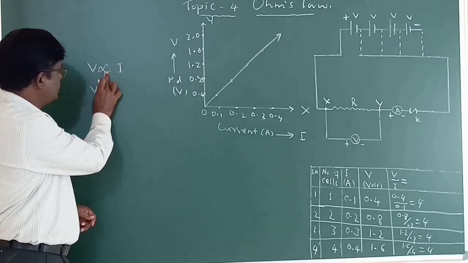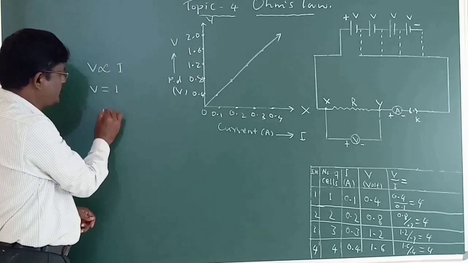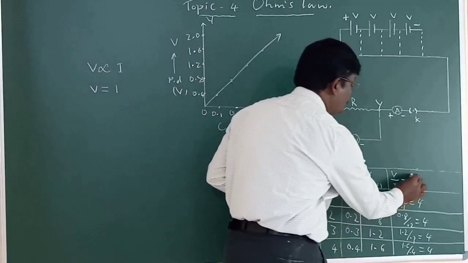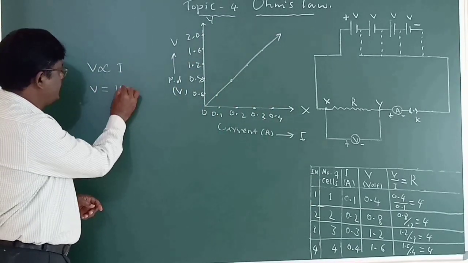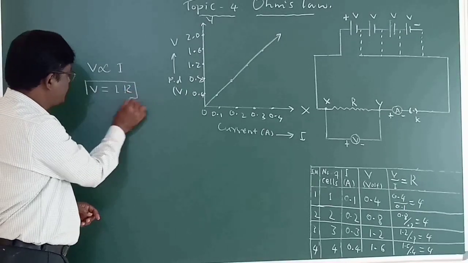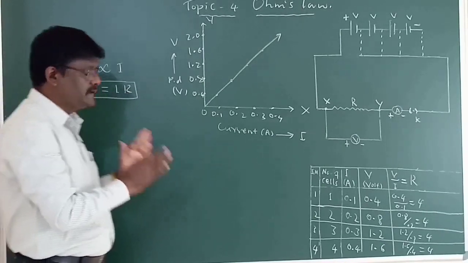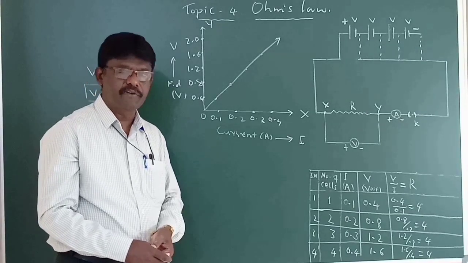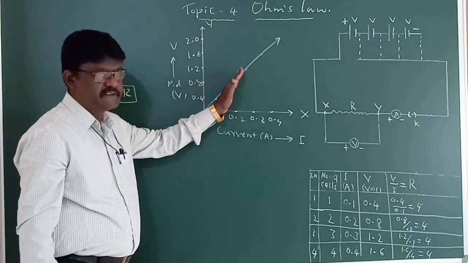When we convert this proportionality sign into equal, we have to introduce a constant. That means the ratio V by I equals R. Therefore, here it comes V = IR. This is the mathematical form of Ohm's law. What is this R? We know now, it is the resistance of the conductor. Ohm's law holds good when the temperature remains constant.